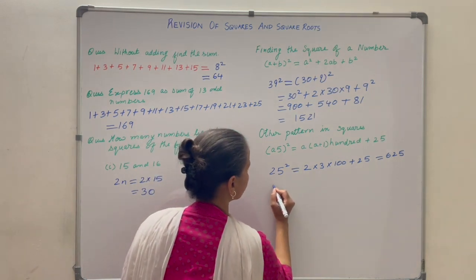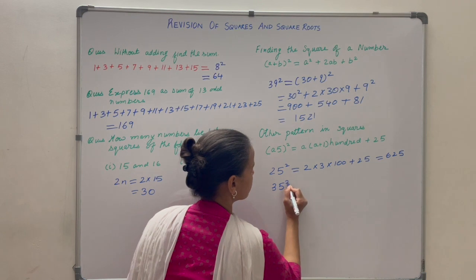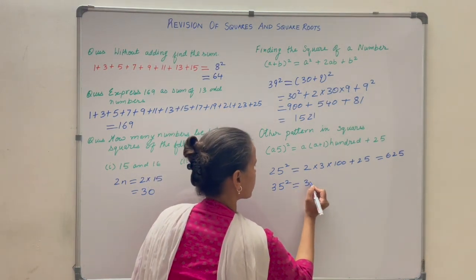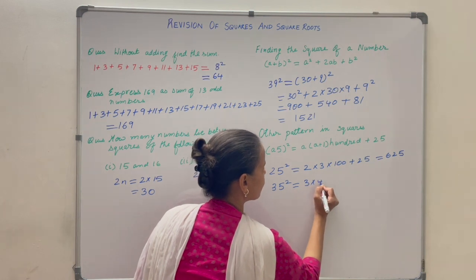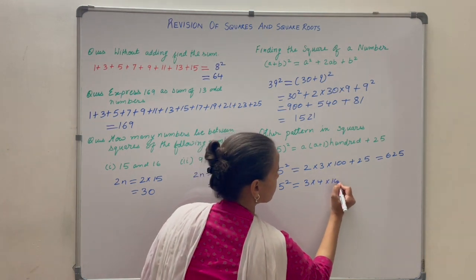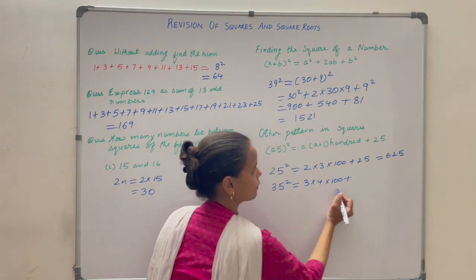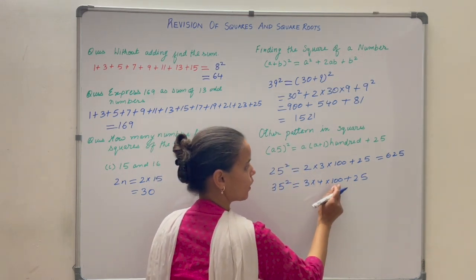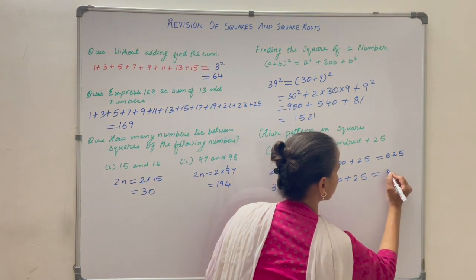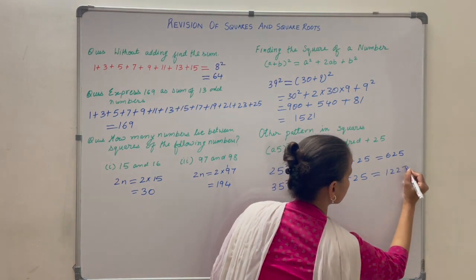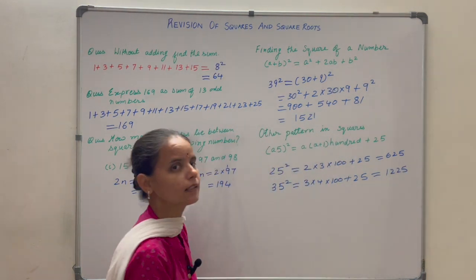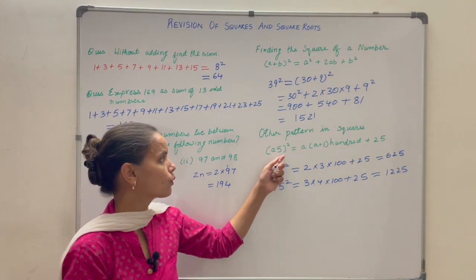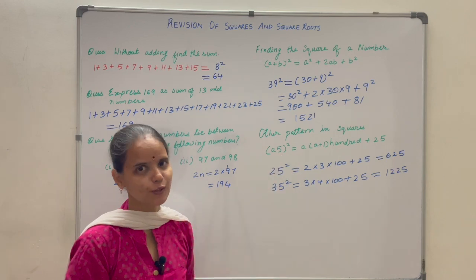Let us take one more example. Say you have to find out 35 square. So what is your a? Here a is 3 and a plus 1 is 4. Into 100 plus 25. So 4 into 3 is 12, 1200 plus 25. So this is 1225. Like this we find out the squares of those numbers which have 5 in the units place.